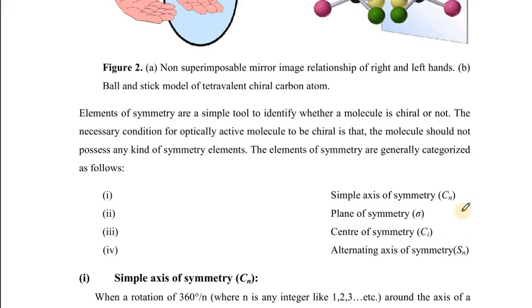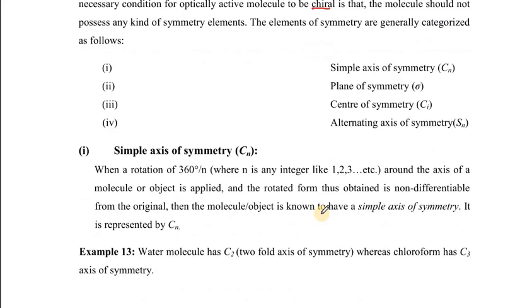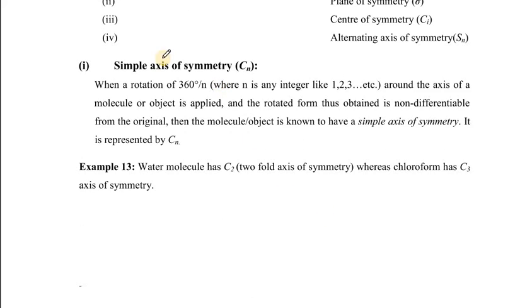These elements of symmetry are the simple tools to identify whether a molecule is chiral or not, and the necessary condition for an optically active molecule is to be chiral, that is, the molecule should not possess any kind of symmetry elements. The main symmetry elements which we generally use are these four. So we first define these elements of symmetry one by one, and then we reach the conclusion.